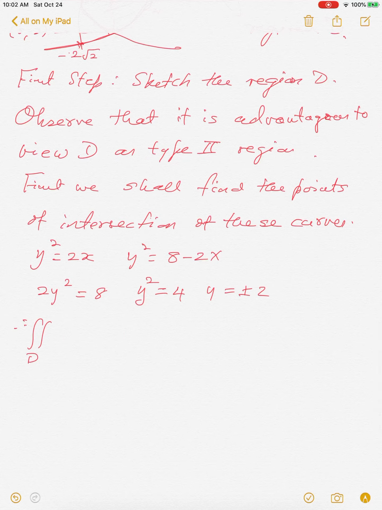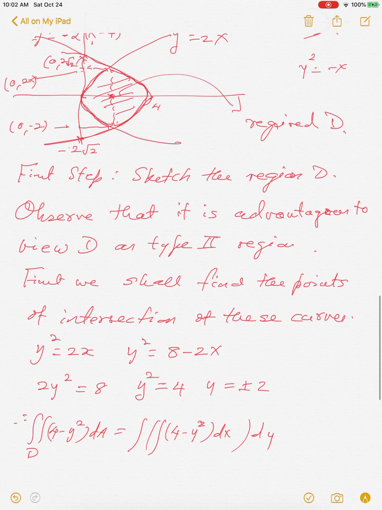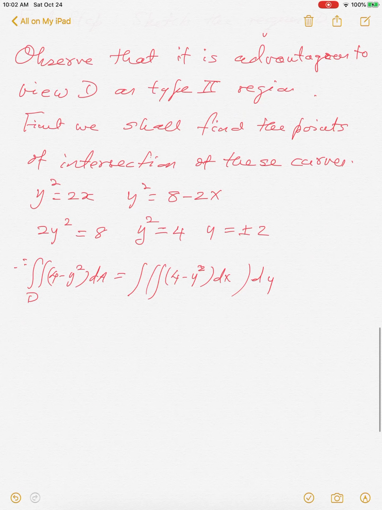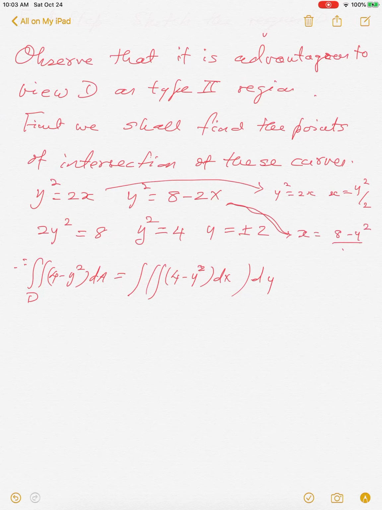So now we will write this integral, double integral over D of the function 4 minus y square dA equal to, I will integrate with respect to x first, because you are viewing this as type 2, and then with respect to y. So my y is held fixed, x goes from there to there. So the lower curve is, so now you have to write these curves. The first curve y equal to 2x will be written as x equal to y square by 2. And your second curve, this you will write as x equal to 8 minus y square by 2, which is 4 minus y square by 2. Good.